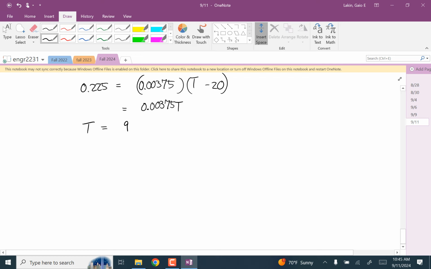0.00375. Okay, now we're getting close. 0.00375 times 20 plus 0.225. So this is 0.3. And then divided by 0.00375. And it's a much more reasonable 80 degrees Celsius. Okay, any questions about that?